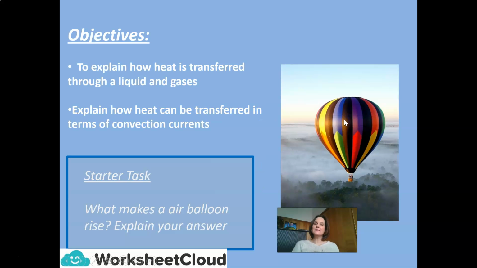So the objectives of our lesson today are to explain how heat is transferred through a liquid and a gas, and to also explain how heat can be transferred in terms of convection currents. And yes, by looking at this picture, our starter task is: what makes a hot air balloon rise? You are going to explain your answer.